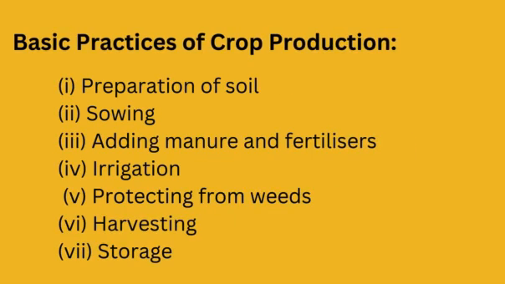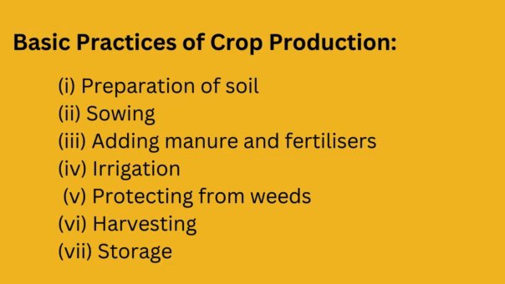Let us discuss the basic practices of crop production. So the steps are preparation of soil, sowing, adding manure and fertilizer, irrigation, protecting from weeds, harvesting, storage. So let us discuss preparation of soil.